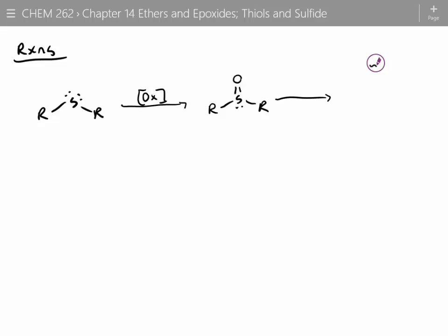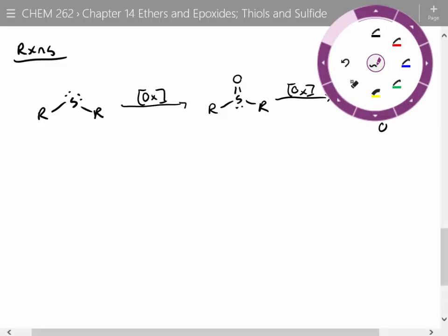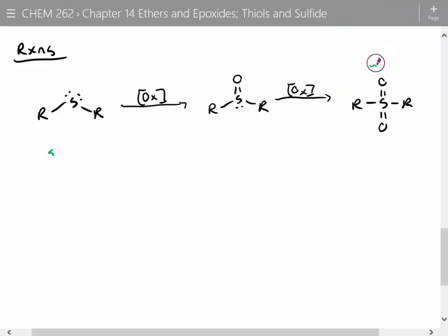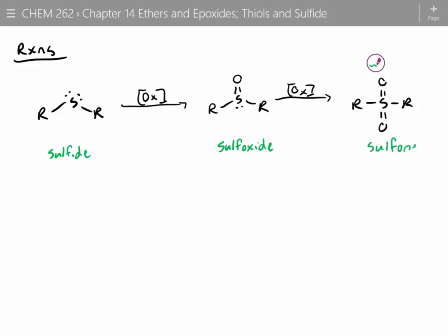And if we oxidize it further, we can convert it to a sulfone. So I'll write down the names here in a second. So this is a sulfide. This is a sulfoxide. And then we've got our sulfone. And so if you're looking at this, this means that it's donating its electrons, it's a reducing agent, but it's getting oxidized in the process.